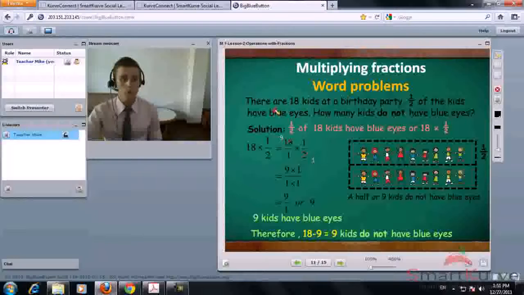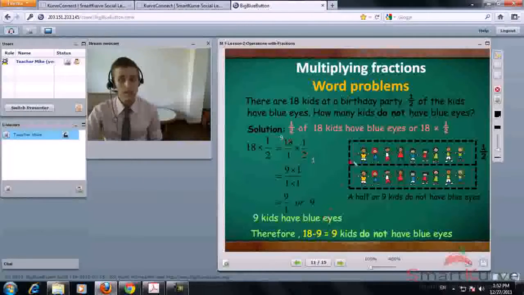Now, one more word problem. There are 18 kids at a birthday party. Half of the kids have blue eyes. How many kids do not have blue eyes? First thing we use is that 18 kids at a birthday party. Half of the kids have blue eyes. So we know half of 18 have blue eyes. 18 times 1/2. You can automatically reduce because 18 and 2 have a common factor of 2. So we have 9 out of that 18, and this 2 becomes a 1. So 9 times 1 is 9. 1 times 1 is 1. So 9 kids have blue eyes.